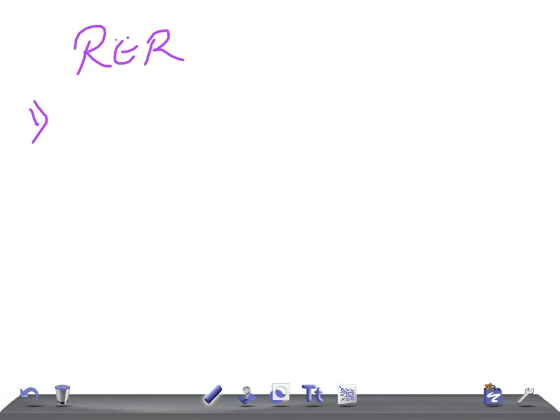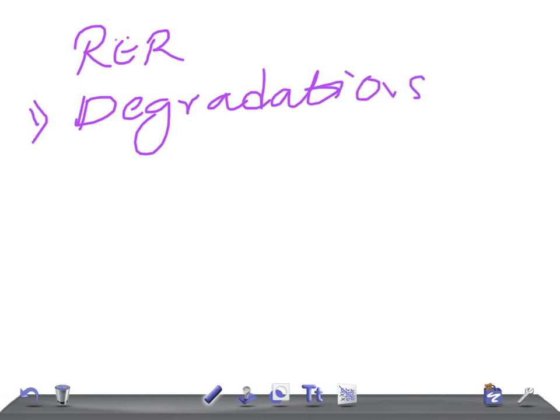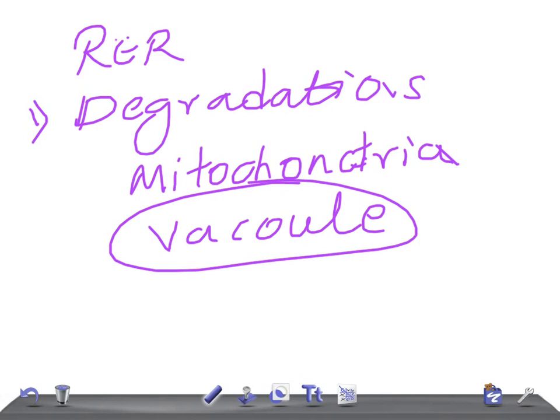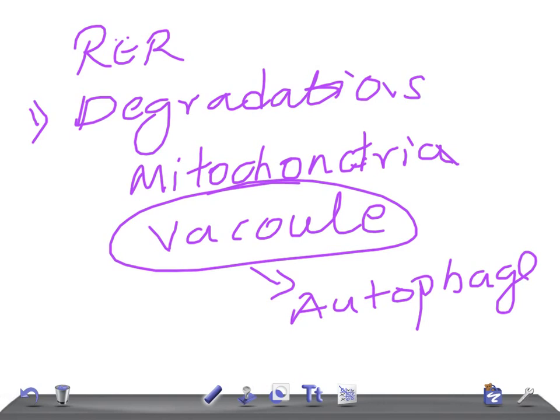The other function is degradation of organelles. The rough endoplasmic reticulum plays a very important role in the degradation of worn out cytoplasmic organelles, especially the mitochondria. It wraps itself around the worn out organelles and forms a vacuole, which is known as an autophagosome. Later it is degraded by lysosomal enzymes.